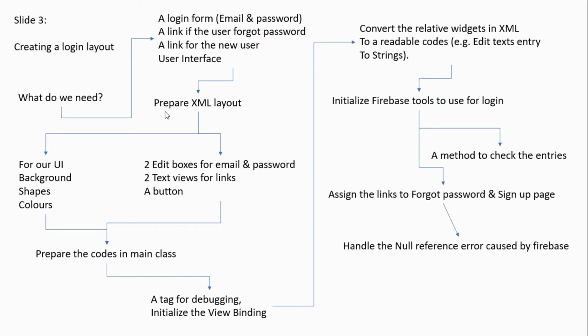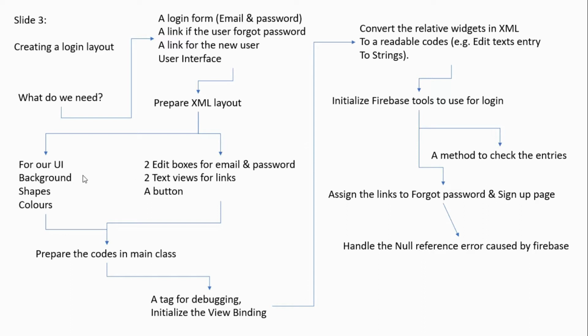The next step is preparing our XML layout. In the XML layout, we are going to have two edit boxes to accept entries from the user, and two text views to act as links, and a login button. And in the user interfaces side, here I wrote it down as UI, we need background colors, we need shapes for our edit boxes, and we need colors.